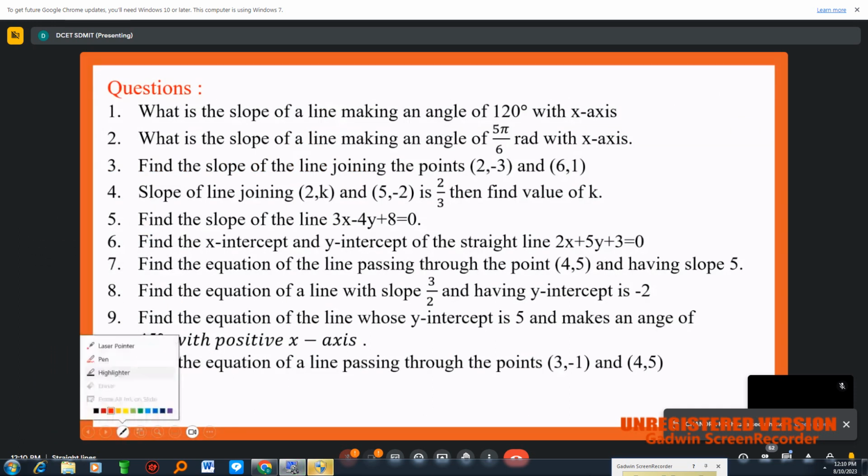Now go for the first question. What is the slope of a line making an angle 120 degree with the x-axis? Tan 120 is minus root 3.